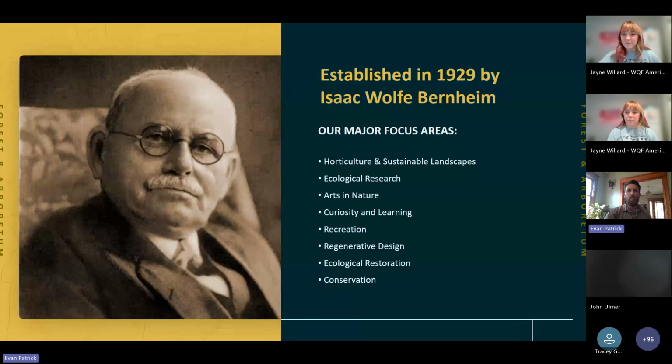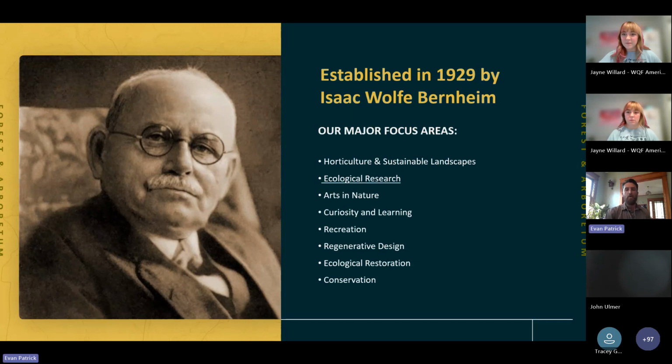Before I jump into that, I want to tell you all a little bit about Bernheim Forest. Bernheim Forest is a 16,346 acre forest about 25 miles south of Louisville. We were established in 1929 by Isaac Wolf Bernheim, a German immigrant who came to Kentucky and ended up as a bourbon magnate and spent a significant portion of his fortune purchasing thousands of acres in central Kentucky that were to be preserved to connect people with nature, which is our mission.